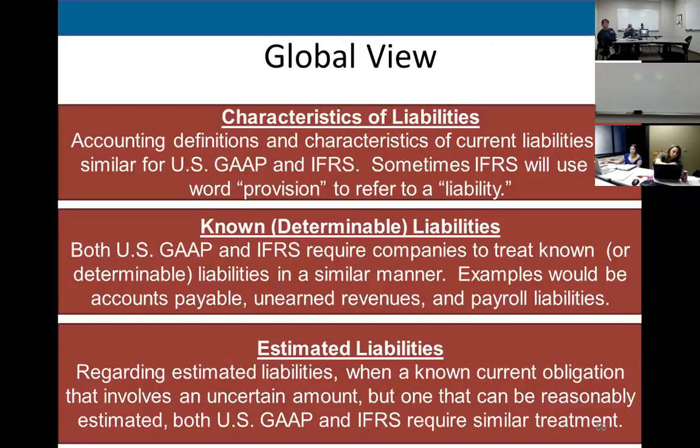Under known liabilities, both U.S. GAAP and the International Reporting Standard require companies to record in a similar manner. And estimated liabilities. So when we have a known current obligation that involves an uncertain amount, one that can be reasonably estimated, both GAAP and the International Reporting Standard are going to have similar treatment.